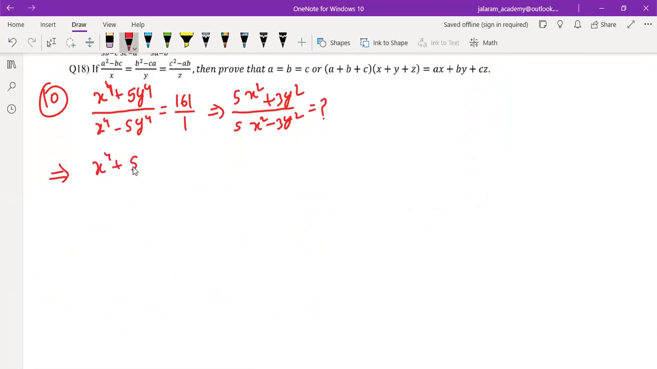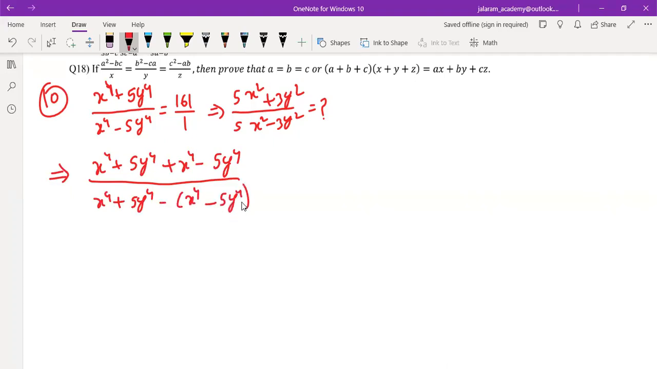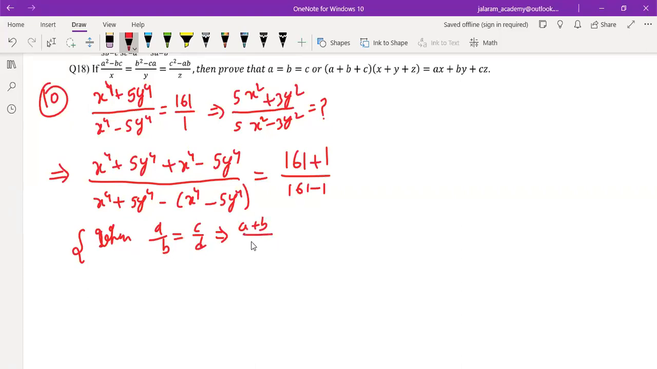componendo and dividendo first. Numerator: x^4 + 5y^4 + x^4 - 5y^4, over denominator: x^4 + 5y^4 - (x^4 - 5y^4), equals (161 + 1)/(161 - 1). Always write the property when using componendo and dividendo. We know that when A/B = C/D, it implies (A + B)/(A - B) = (C + D)/(C - D).